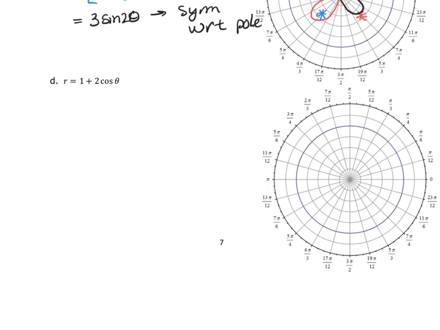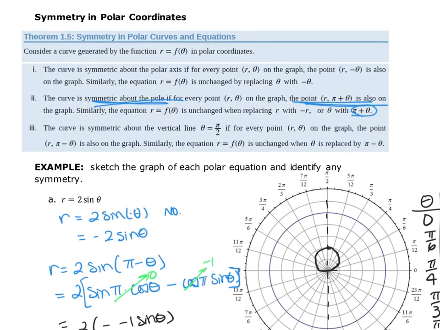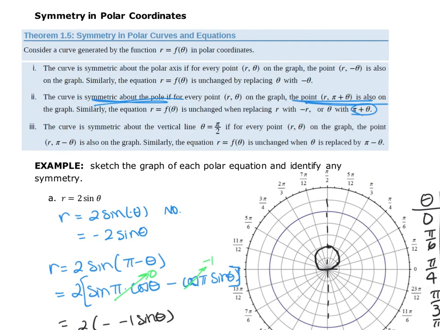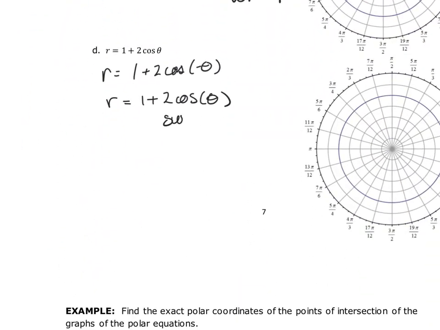Let's take a look at my last one here. Again, I'm going to check for symmetry. So r is equal to 1 plus 2 cosine of negative theta. Cosine is even, so this is exactly what we started out with. And we know from up here, if we have exactly what we start out with, then we must have symmetry with respect to the polar axis. So we have symmetry with respect to the polar axis.